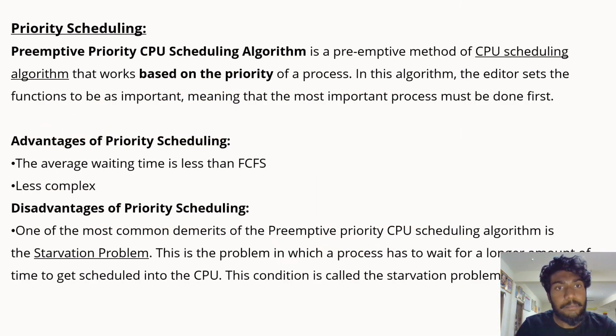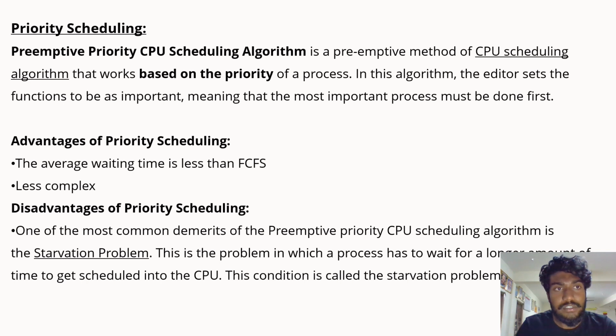Priority scheduling. Preemptive priority CPU scheduling is a preemptive method of CPU scheduling that works based on the priority of a process. In this algorithm, the editor sets the functions to be as important, meaning that the most important process must be done first. Advantage of priority scheduling: the average waiting time is less than FCFS, and it is less complex.